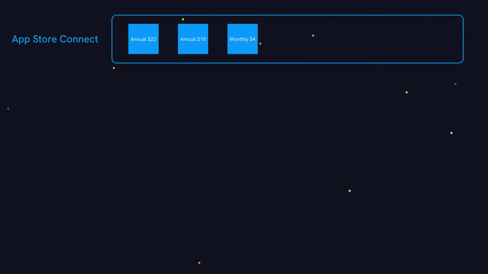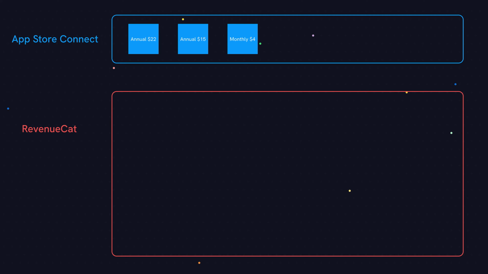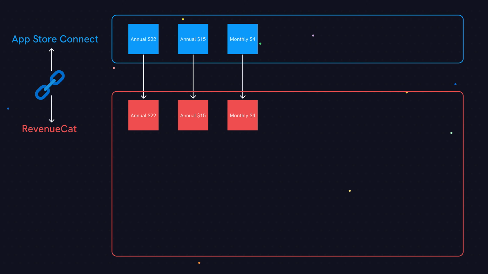So first, I set up the products that I want to sell inside App Store Connect. And in this case, I have an annual, a discounted annual, and a monthly subscription. Next, I created my free RevenueCat account over at RevenueCat.com. And then I linked my RevenueCat account to my App Store Connect account. And this is just done by pasting a secret key from App Store Connect into my RevenueCat project. Next, I created RevenueCat products that map to the products in App Store Connect, and I reference it by the App Store Connect product ID.